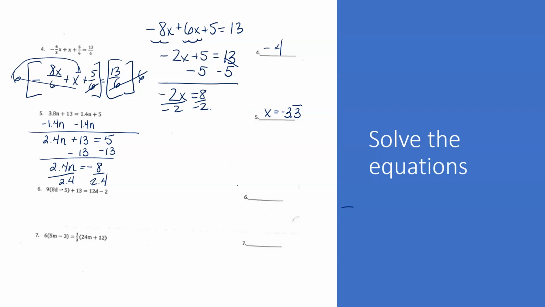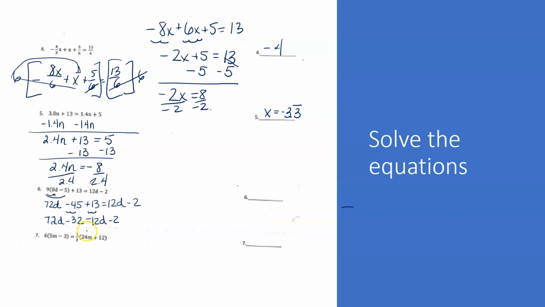Okay, let's go on to number 6. So here you have to distribute. 9 times 8d is 72d. 9 times negative 5 is negative 45. Bring the 13 down, and then we're going to copy the rest of this. So here I'm going to combine my negative 45 and 13, and that is negative 32 equals 12d minus 2.